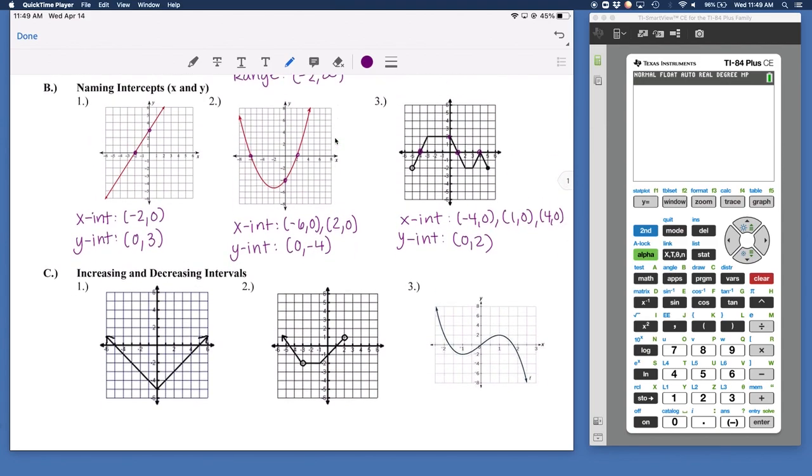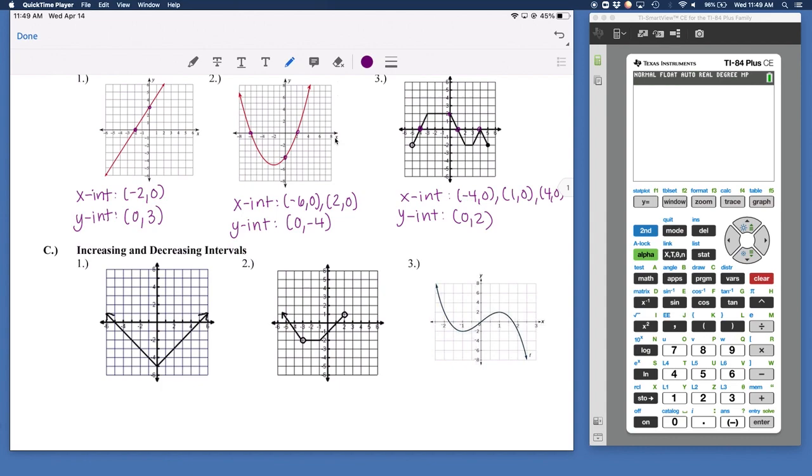Okay, let's next look at what it means to be increasing versus decreasing. So increasing, remember, is going up. Decreasing, people think about it as going down. The thing to remember about our intervals is we're going to use x values. And the only other thing that I'd say here about going up and down is you have to read the graph from left to right.